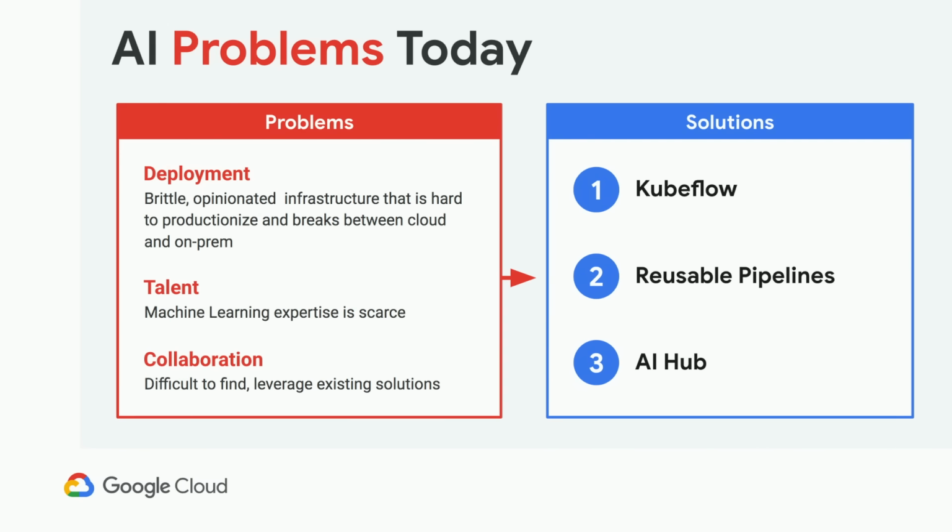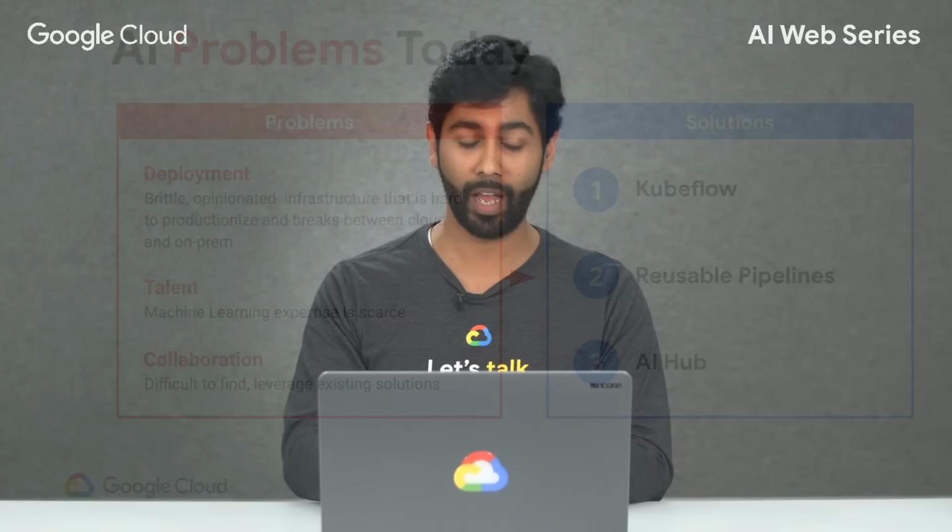Then the last piece was collaboration. Everyone is reinventing the wheel and implementing components, whereas the ideal state of the world is where different teams collaborate and reuse assets that they're building. At a high level, these three problems are the problems we want to tackle. And the three pillars towards our solution are Kubeflow, reusable pipelines, and the AI Hub.